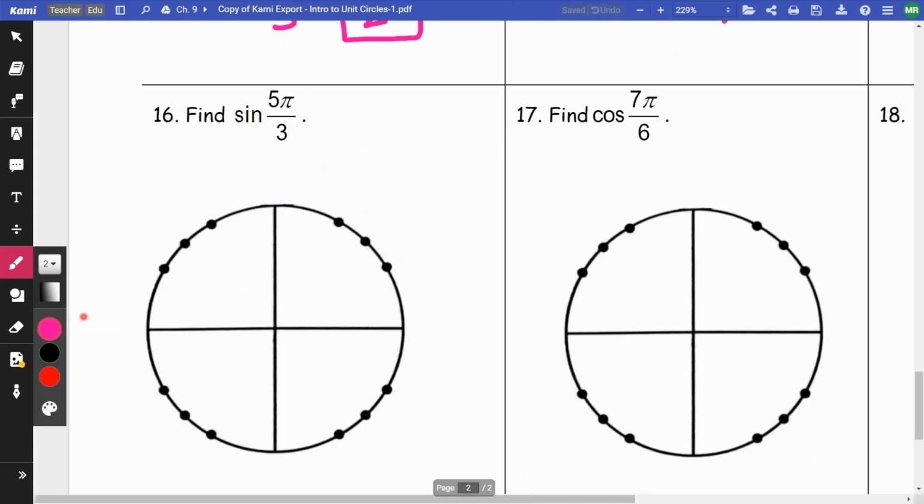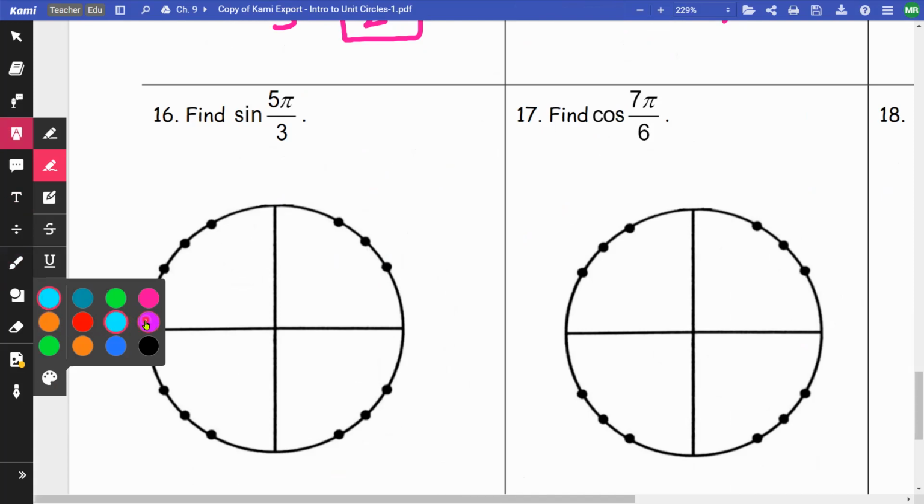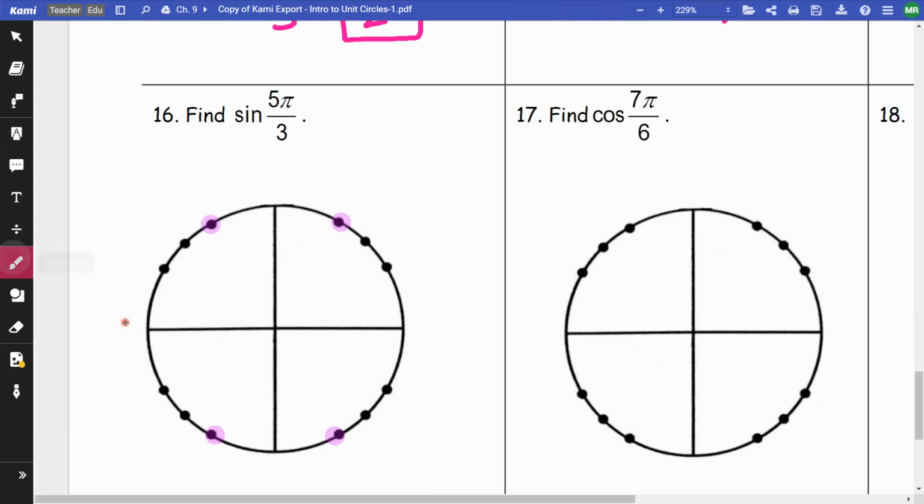On 16, we're dealing with 5 pi 3rds. So we're dealing with thirds. Thirds, thirds, thirds, thirds. That's what I'm looking at, but I'm looking at 5 pi 3rds. So as I'm going around again to here, that is pi, but it is also 3 pi 3rds. And then going all the way around to here would have been 6 pi 3rds. So I'm short 1/3. I'm right here.